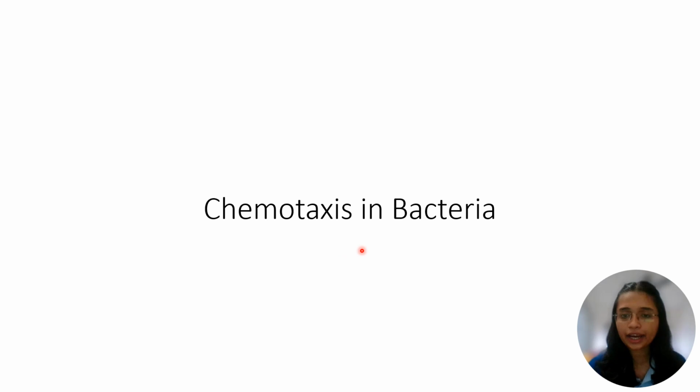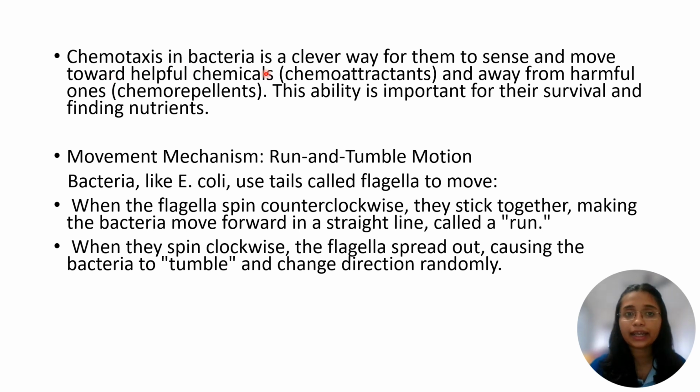So let's start the second topic of this video, which is chemotaxis in bacteria. Chemotaxis in bacteria is a very clever way for them to sense and move towards helpful chemicals, which are known as chemoattractants, and away from harmful ones, which are known as chemorepellents. And this ability is very important for them to survive and find nutrition. The movement mechanism is run and tumble motion, and bacteria like E. coli use a tail, which we know as a flagella, for their movement.